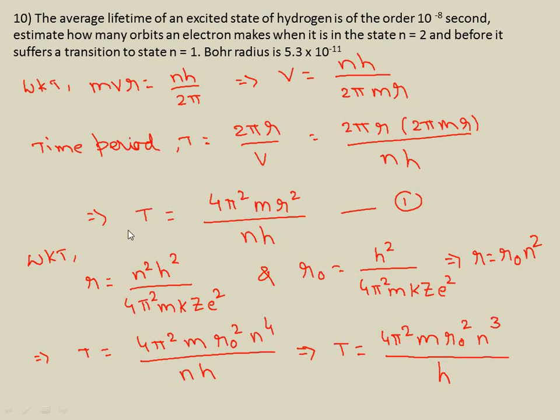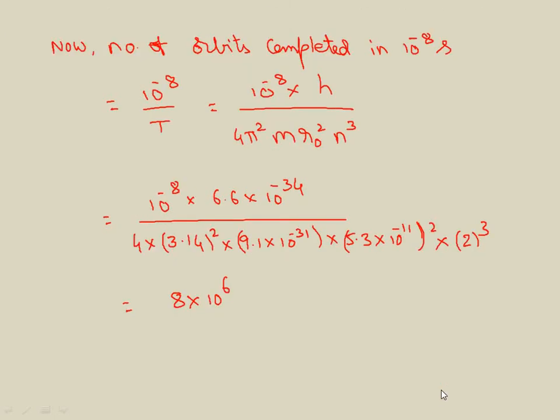Now substitute this result in the time period. So T equal to 4 pi square m, in place of r square, r naught square n power 4, whole divided by nh. N cancels out. So the time period is left with 4 pi square m r naught square n cube by h. Now let's go for the substitution of the values. The number of orbits completed in 10 power minus 8 second, that's what we have to calculate.